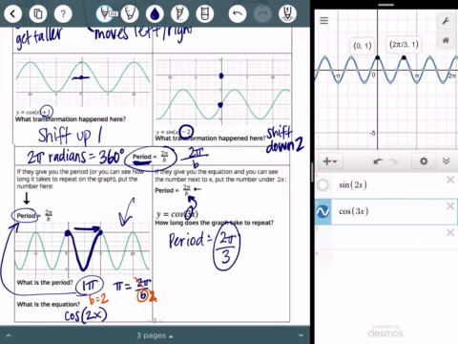So periods can be a little funky. If you're honors, we'll work a little bit more with them. If you're on track, it's just good to know and to recognize this formula.